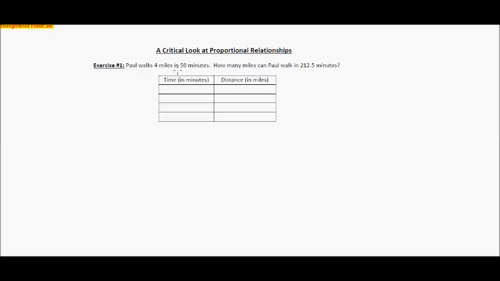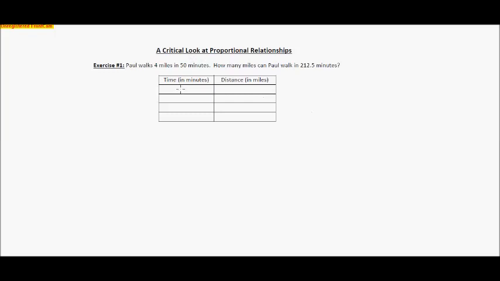It says Paul walks for 4 miles in 50 minutes. How many miles can Paul walk in 212.5 minutes? Well, without doing much math, we could fill in this little table here and just kind of map out how far he can walk in a certain amount of time. So let's go ahead and fill in this table.